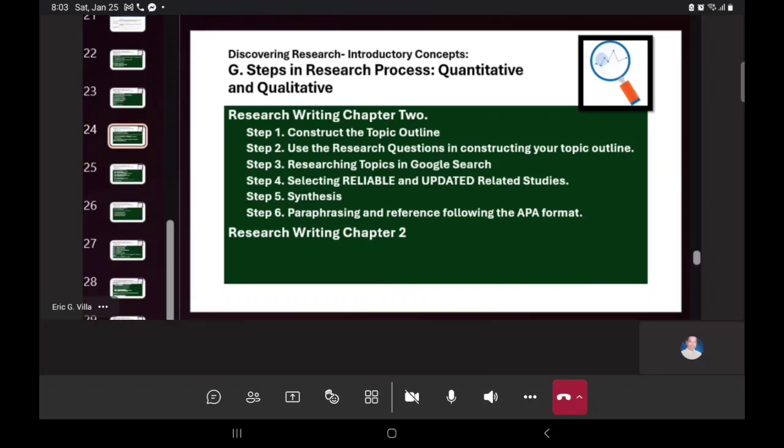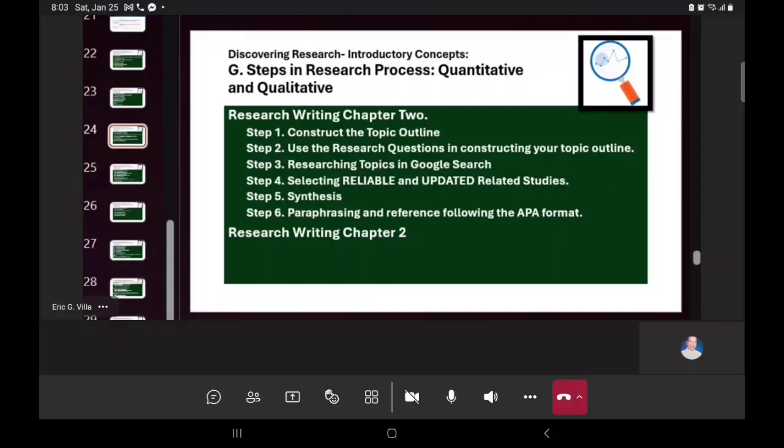How to write Chapter 2 for quantitative. The initial organization phase is the first one, wherein the first two steps establish the foundation and structure of the research. Step 1 involves constructing a comprehensive topic outline that serves as a blueprint for the entire chapter. This flows naturally into step 2, where research questions are strategically integrated into the outline, ensuring alignment between the investigation's goals and its structure.